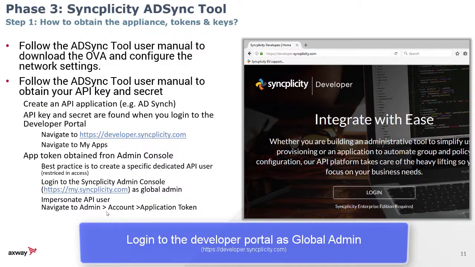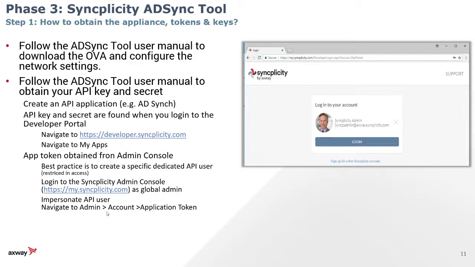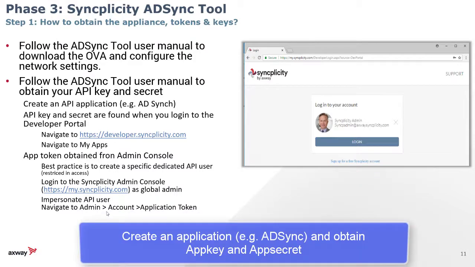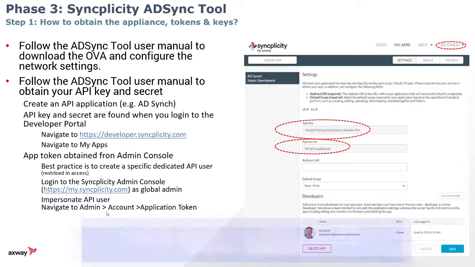Now we've put it here in a small PowerPoint presentation. So actually you navigate to developer.syncplicity.com, which is our API layer, and you log in with a global admin. In our demo here, we log in as syncpadmin at axwaysyncplicity.com. You create an API application. That's very simple to do. And when that is done, it will give you an app key and an app secret.